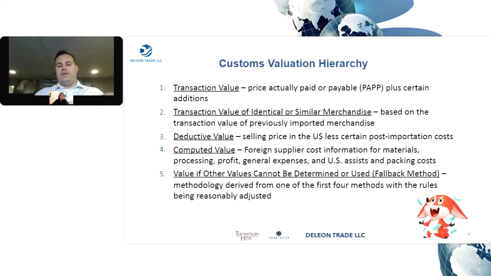And then if you don't fit any of those bases of appraisement, then you end up in the fallback method, where you essentially make an adjustment to the rules of one of the other bases of appraisement in order to try to find a value that's going to work.